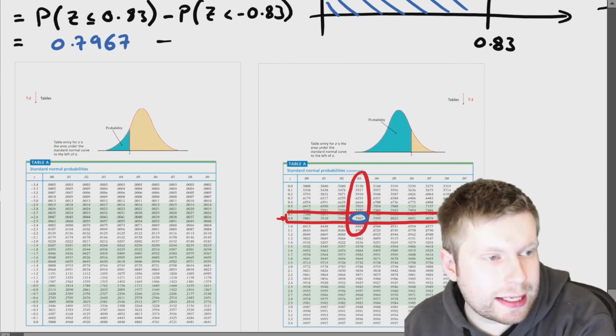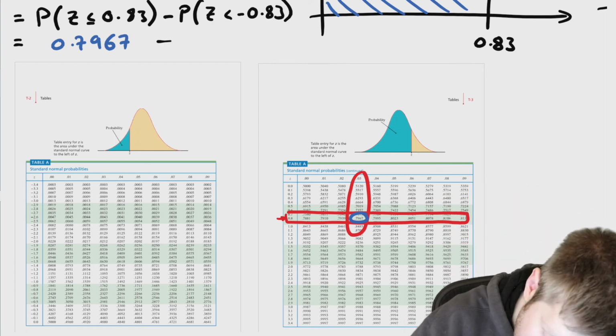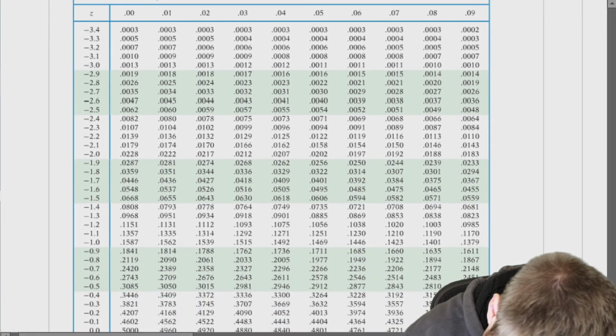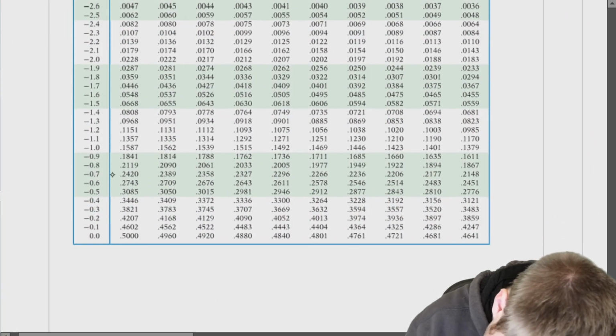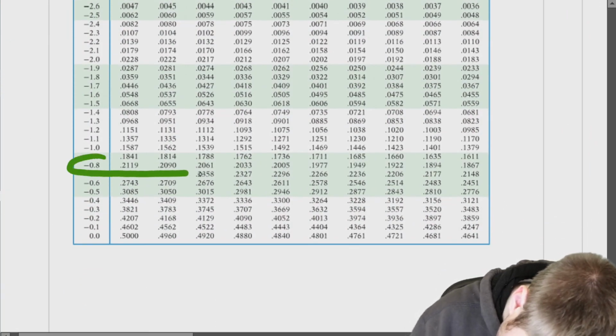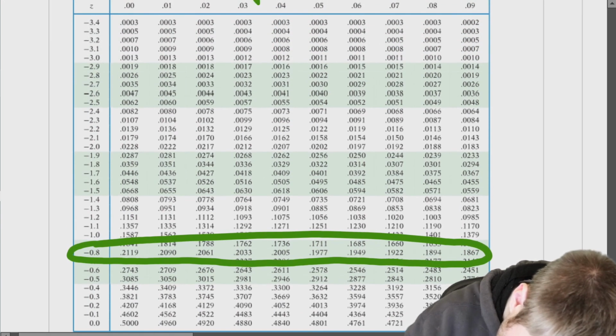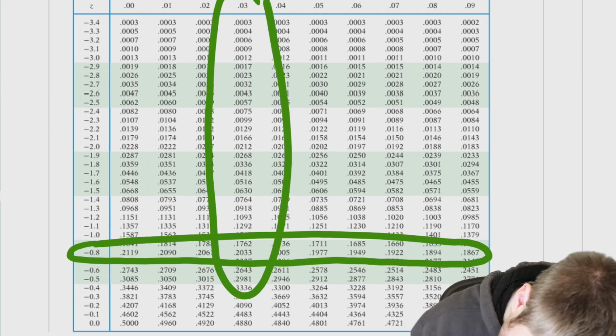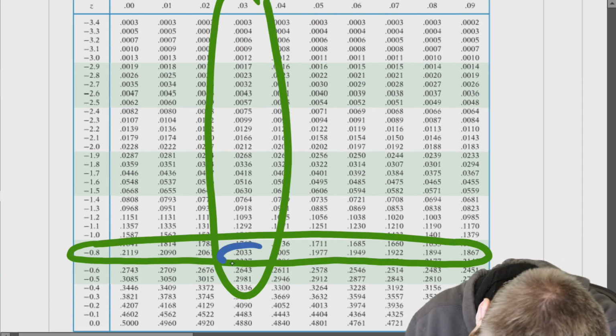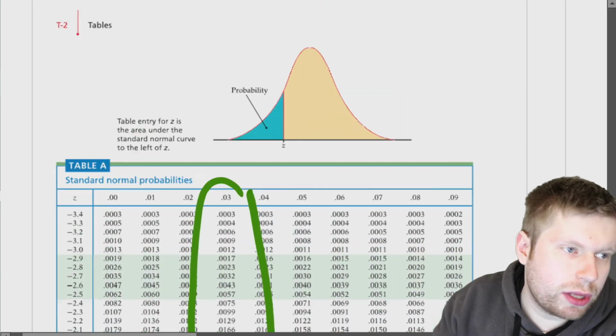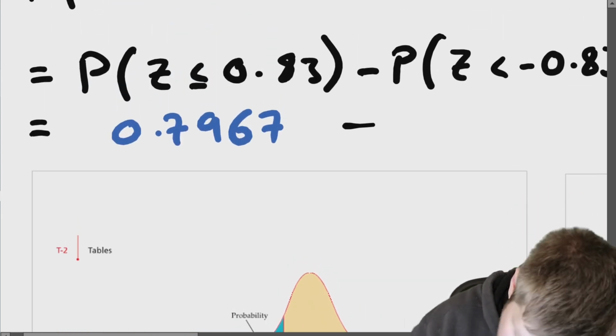Now let's look for the probability that it's less than negative 0.83. So let's zoom in at negative 0.83 then. And let's find the 0.3 column. So it'll be this one down here. Okay, so I'll look for the overlap. That is going to be 0.2033. Okay, 0.2033.